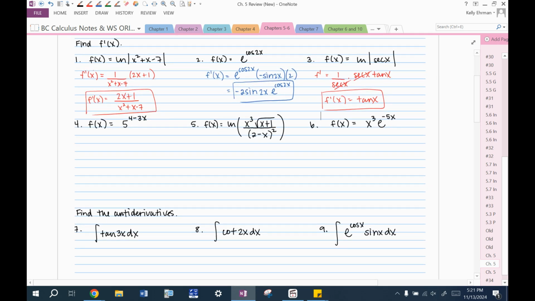All right, derivative of an exponential. So base a to the u. The derivative is a to the u times natural log of a. So this derivative, f prime of x, will be equal to 5 to the 4 minus 3x times natural log 5. And then we need to remember u prime. Derivative of 4 minus 3x is negative 3. So I would make that negative 3 natural log 5 times 5 to the 4 minus 3x.